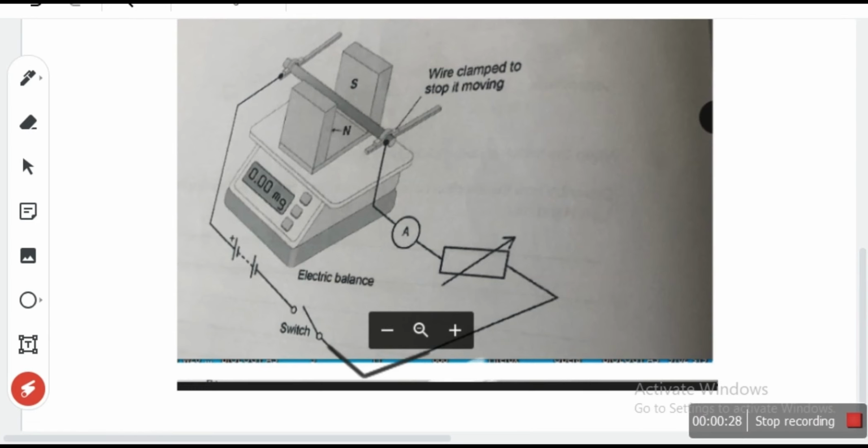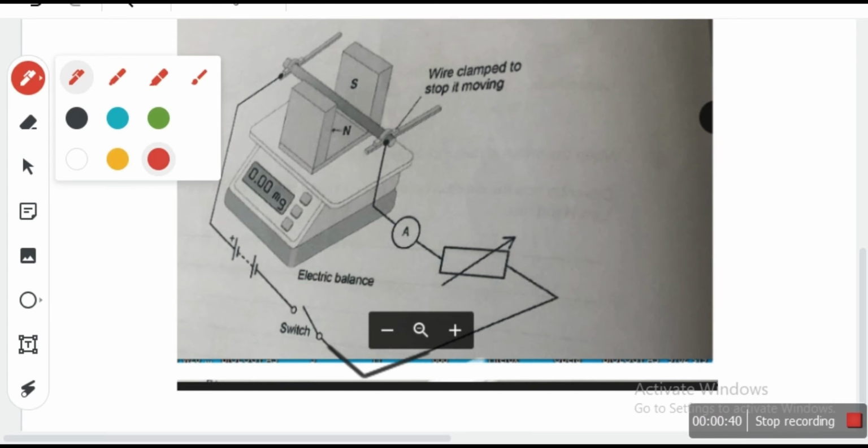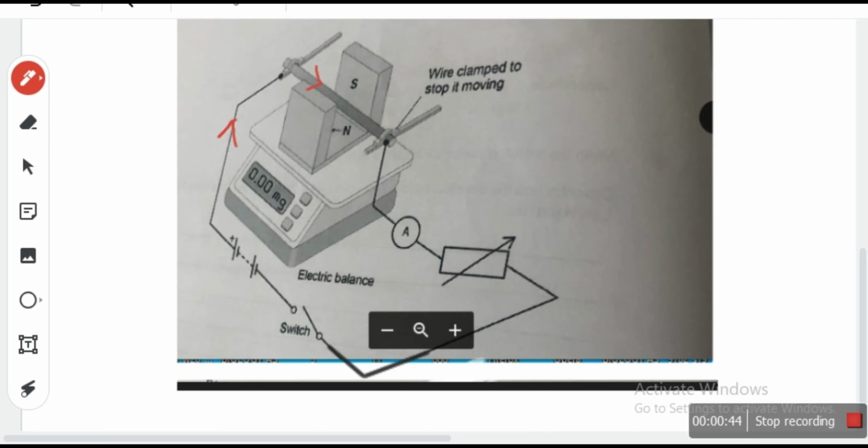Are you ready? Let me show you. When you close this switch, what happens? Current flows, is it not? You should always represent the direction of the current. It flows like this into here, am I right? Into here, back here again, and continues. So it flows from positive to here, to here, to here, and back.